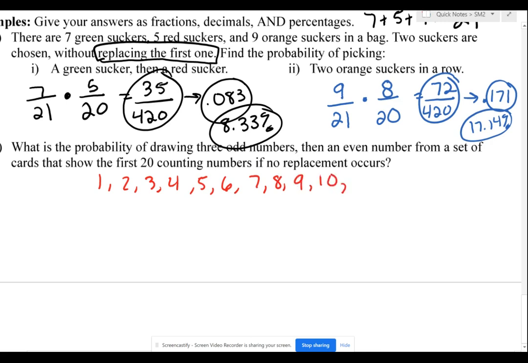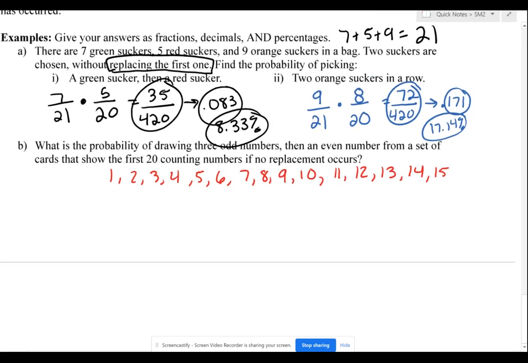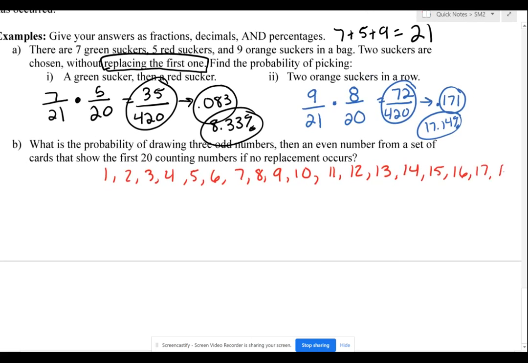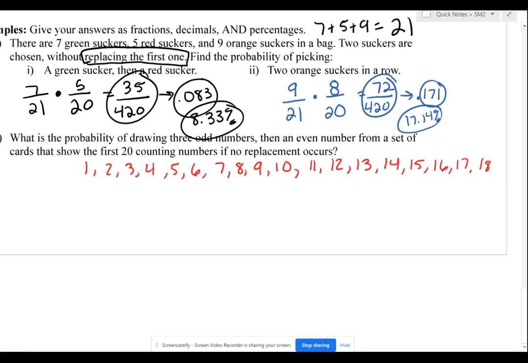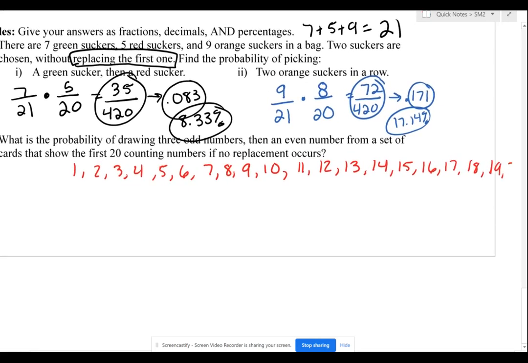I'm just going to write them down so you can see. 10, 11, 12, 13, 14, 15, 16, 17, 18, running out of room, 19, 20. Okay. We're doing 4 things. 3 odd numbers, then an even. So I should have 4 fractions, 4 different drawings. So the first 3, here's the thing. We should know that there are 10 odd numbers, okay? 10 odd to start and 10 even, right? Because every other number is an even and an odd.